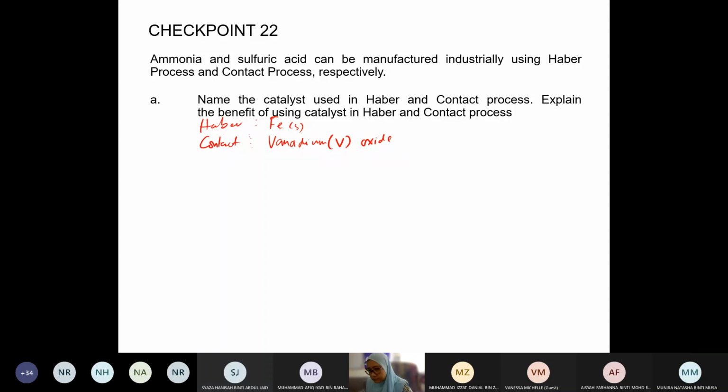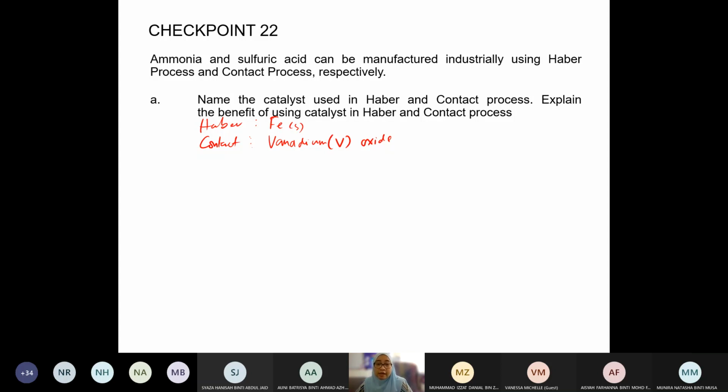Lower activation energy. Okay, alright. So catalyst has the ability to lower the activation energy, but you need to relate it with the rate. Okay, so don't end your answer just by saying lower the activation energy.